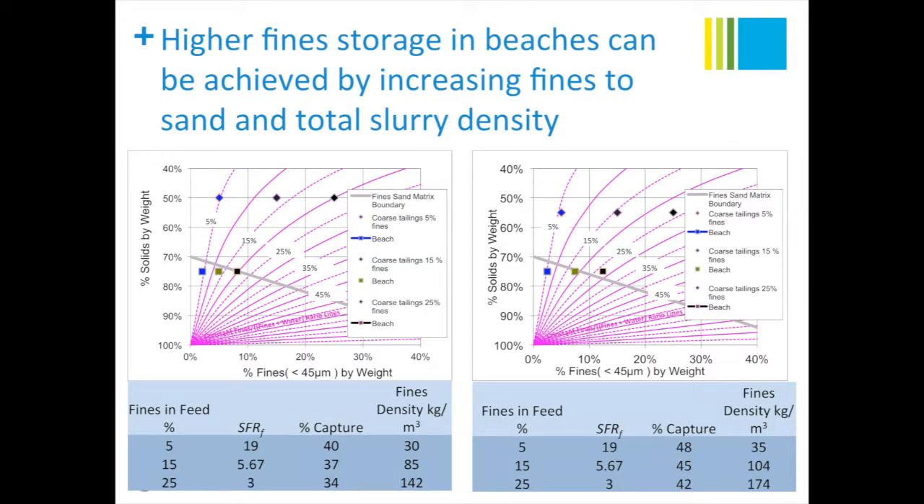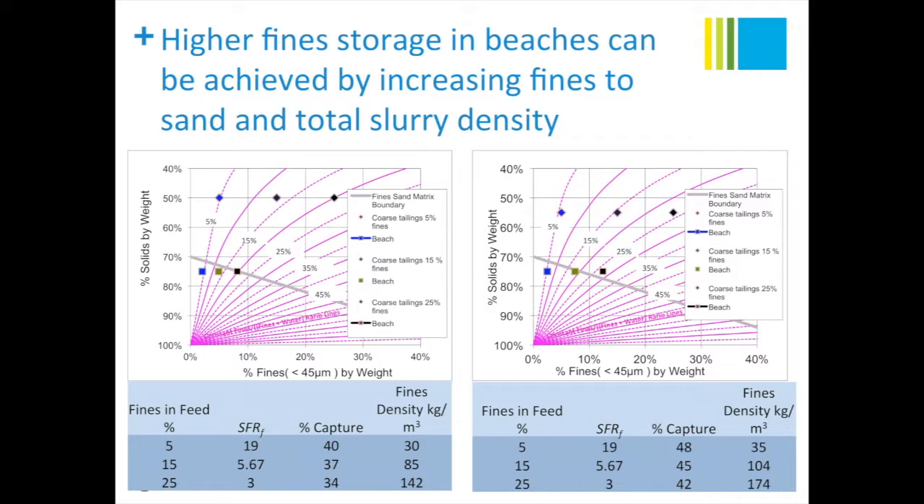The higher fines storage in the beaches can be achieved by increasing fines to sand and total slurry density. These charts show that both of these things occur. On the chart on the left, I think we were at about a total of 50% solids content in the tailings line, and on the right, we're at 55% solids content. And also, as the fines in the feed increase, the fines content of the beaches also increases.